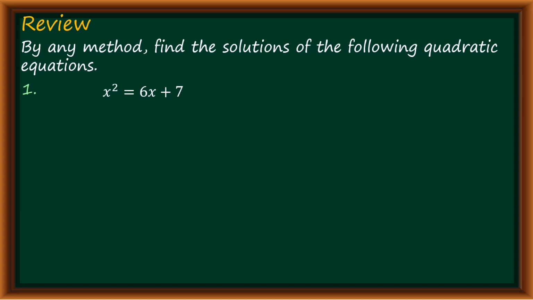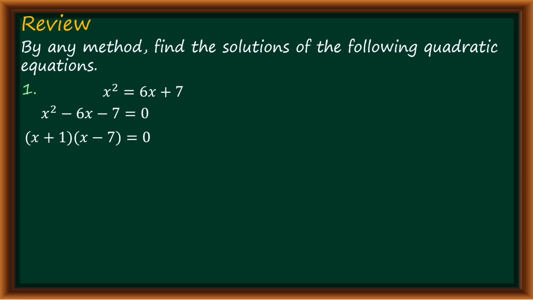Previously, we have discussed the four methods in finding the solutions of quadratic equations. In this case, we can use factoring. But before that, let us write this into standard form as x squared minus 6x minus 7 is equal to 0. Then, let us write the left side of our equation as factored form, and it is written as the product of the quantity x plus 1 times the quantity x minus 7 is equal to 0.